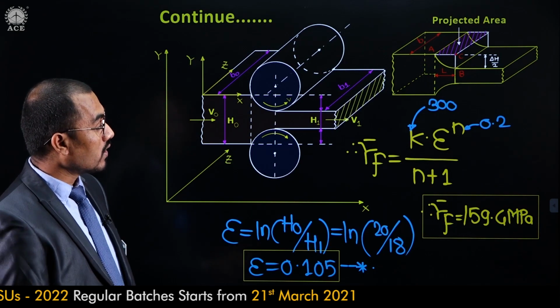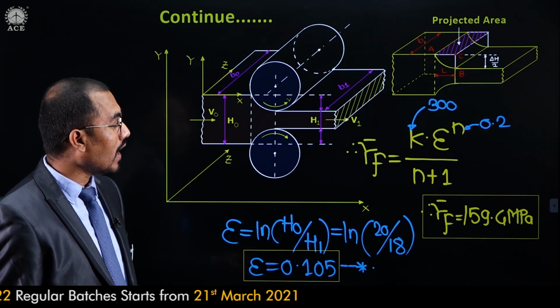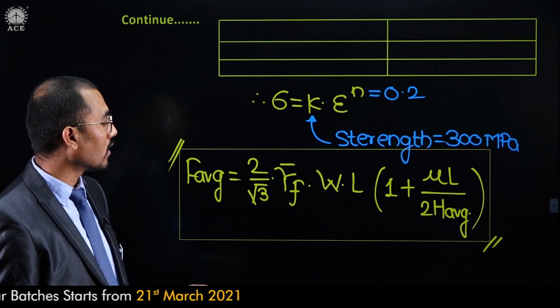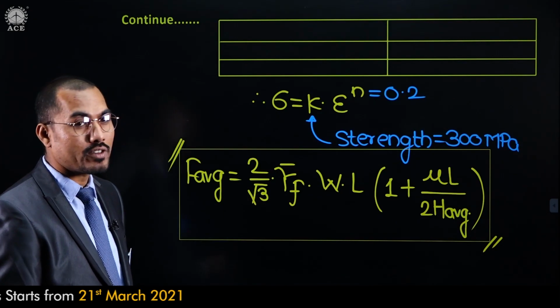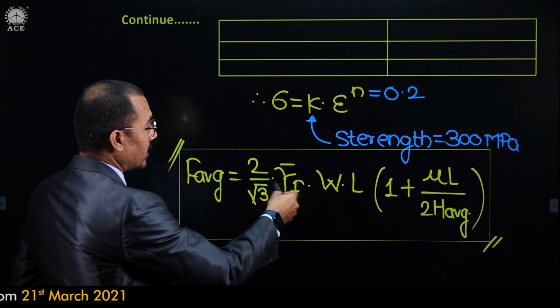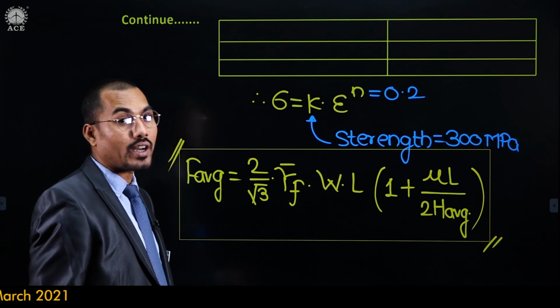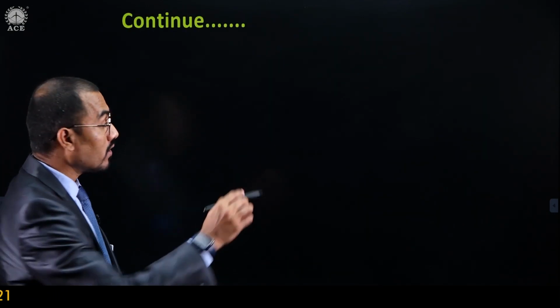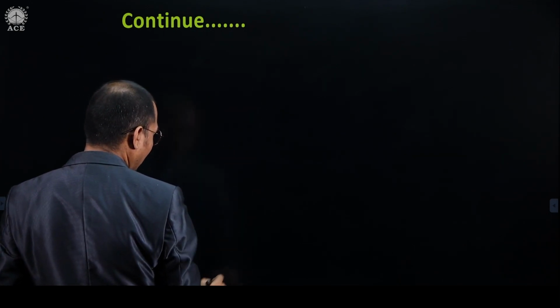Fine. Now, sir, whatever values we have to put into the master formula. What is that? This is the master formula in which we have to put them. Y bar F is there, W is width, L stands for length of deformation zone. But, sir, what does L stand for?